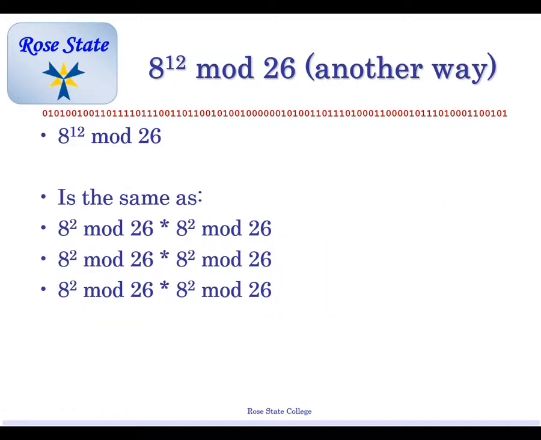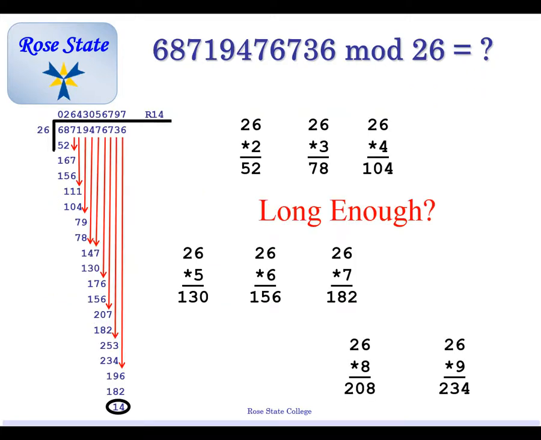So what if I told you that 8 to the 12th mod 26 is the same as all those put together? Because it is. There's a name for it. I'm not a mathematician, but there's a name for that. So it is. 8 to the 12th is actually 8 squared times 8 squared, so on and so forth. Okay? So I'm going to show you how all this works. Now you saw before it was 14. Everybody remember that? The long way was 14.